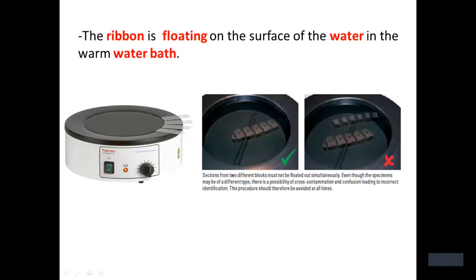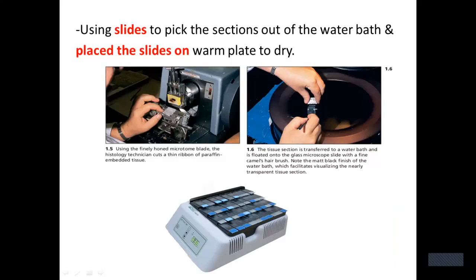The ribbon is floated on what? On the surface of the water bath. Why the water bath? To remove the folding from the tissue. After that, using a slide, pick the section out of the water bath and place the slide on a warm plate to dry, to evaporate the water from the slide.